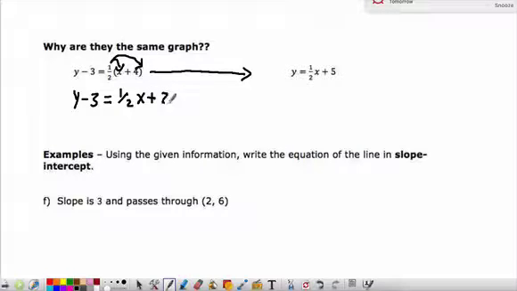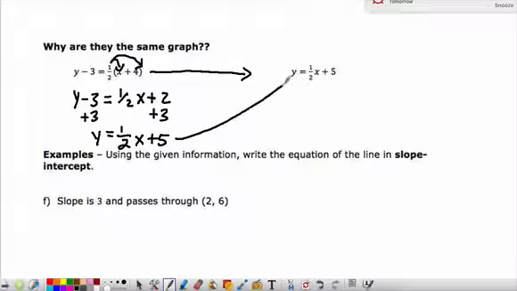So 1/2 of 4 is 2. And then I'm going to have to move this to the other side. So I'm going to add it here so that way they cancel out to 0. And I'm going to add it here. Notice I'm not adding it to the x term because I can't combine those. Those are not like terms. So 1/2 x plus 5.